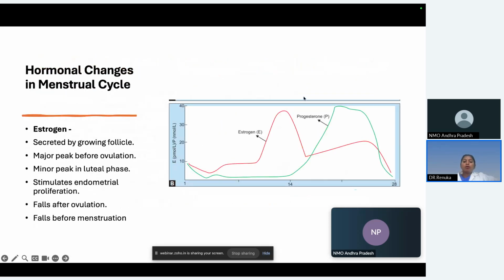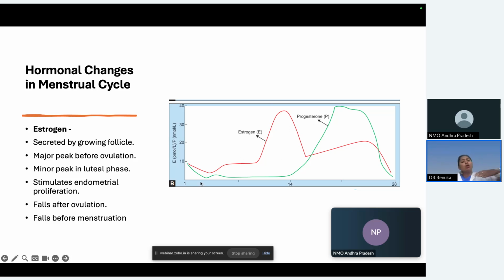Coming to the hormonal changes, we will not see all of them, just one picture. What happens to the estrogen? It is low just before the ovulation. It has a big peak after the ovulation, and again it drops down. What is the function of the estrogen? It stimulates the endometrial proliferation.